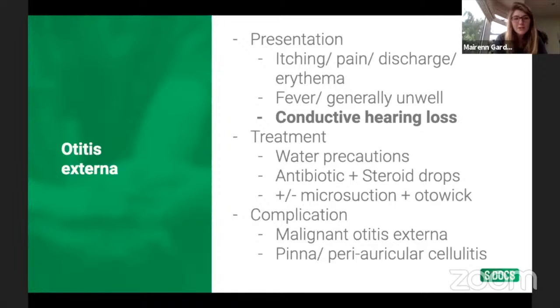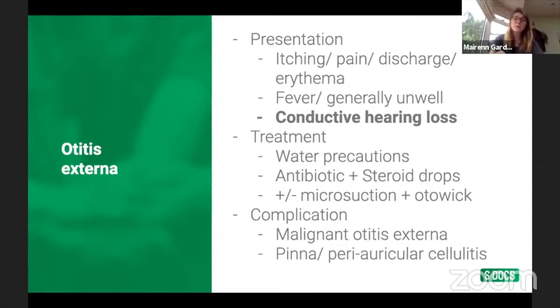Conservatively, you need to make sure that they're careful with water precautions. So they shouldn't be getting their ear wet. So they should avoid swimming and getting water into their ear canal. So when they're in the shower or having a bath, they need to be cautious of this. Treatment is antibiotic and steroid drops. You need aminoglycosides or quinolone.